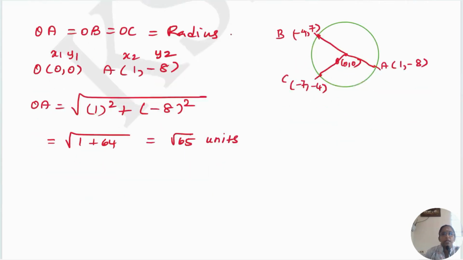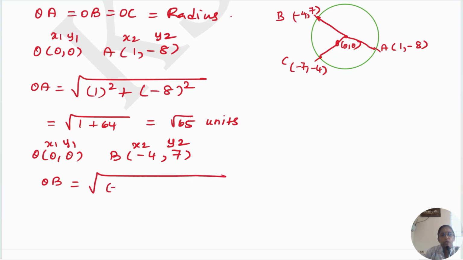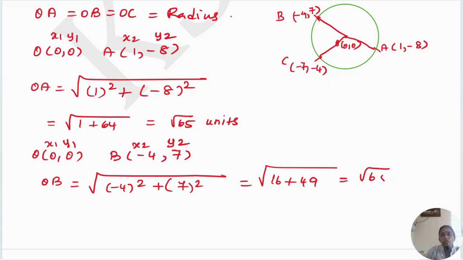And similarly, calculate your OB. O is (0, 0) and B is (-4, 7). So OB is square root of (-4) the whole square plus 7 the whole square, so square root of 16 plus 49, which is equal to root 65 units.